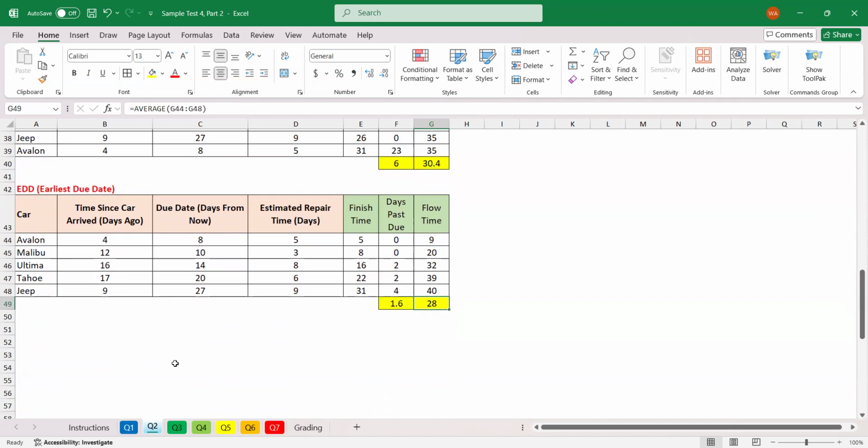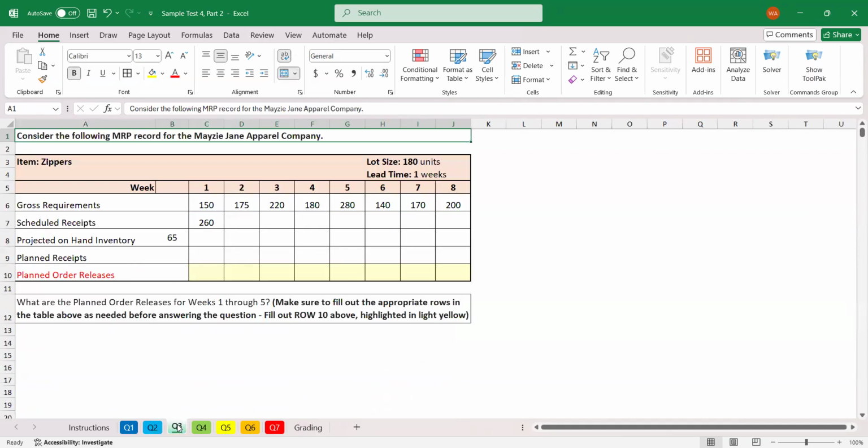Let's move on to question 3. Question 3 is about an MRP record, a materials requirement plan record for the Maisy Jane Apparel Company. And the item that they're looking to plan for here are zippers. Okay, we're told there's a lot size of 180 units. So anytime they need to order additional zippers, it has to be in batches of 180. Okay, the lead time is 1 week. It takes 1 week to receive those zippers.